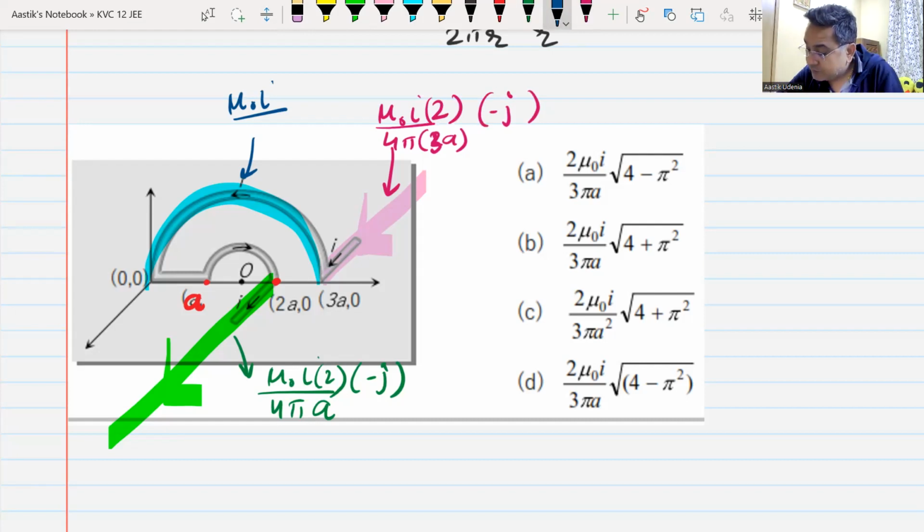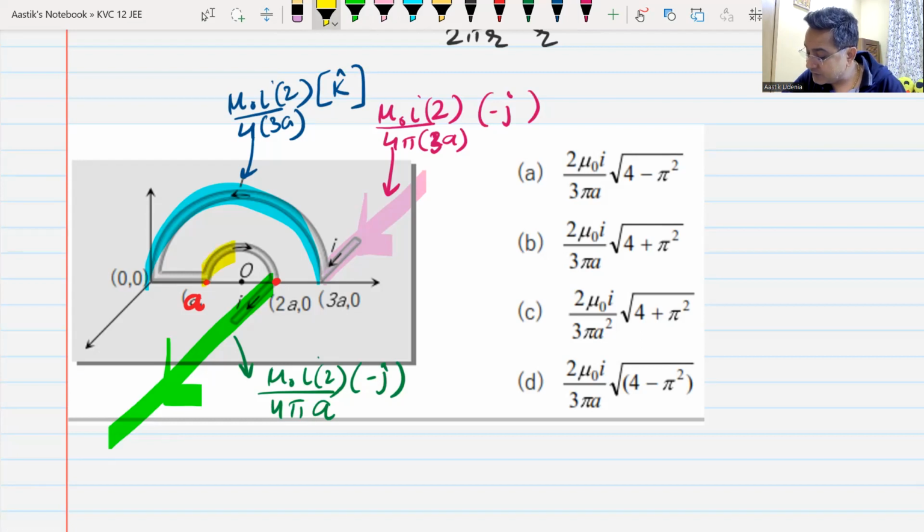Due to this wire, it will be mu naught by, why am I writing 4 pi? Semicircle, so pi and pi cancel. 4 into the radius of the circle, which is 4 into 3a by 2. Everything wrong is happening. Yes or no? Now remember, this field is coming out of the plane, so the answer would be K here. Field due to the blue wire is coming out of the plane along the K axis, Z axis.